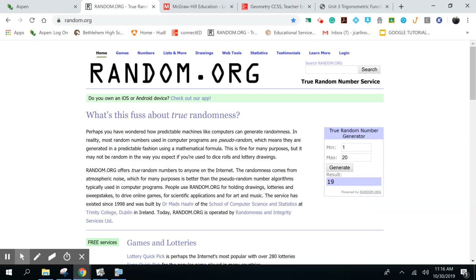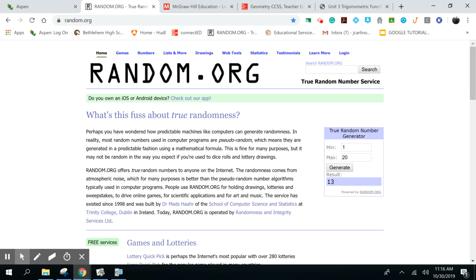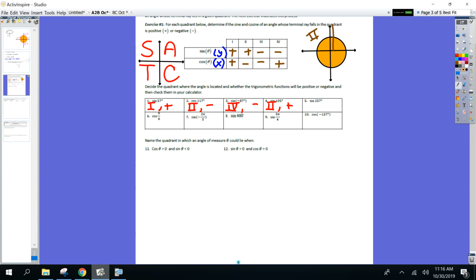Sine of 105. Where's 105? Second. What do I know about sine in the second quadrant? Yep. Oh, yeah, this is fun. 257. Where's 257? Isn't this 270? And that's right? Third quadrant. What do we know about sine in the third quadrant? Yep, tangent's the only thing positive in the third.